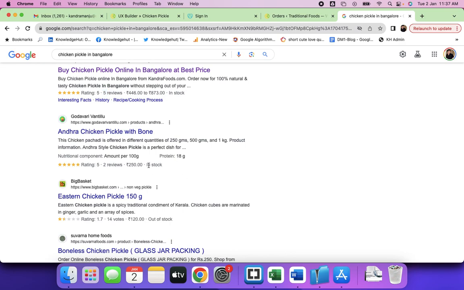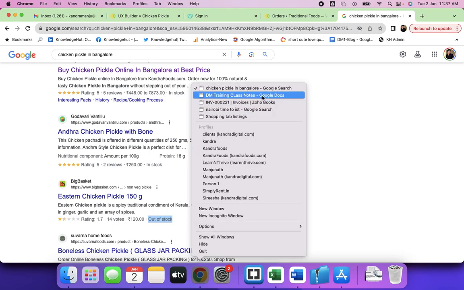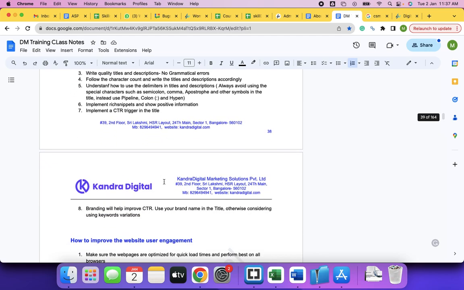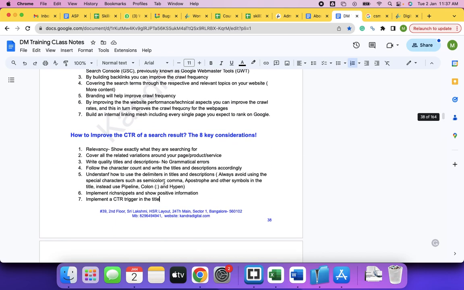The best example is here. This one, out of stock, correct? Hence we have written: implement the snippets and show positive information. Implement a CTR trigger in the title. Okay. So what is this CTR trigger? Not keywords. What triggers you to do something?